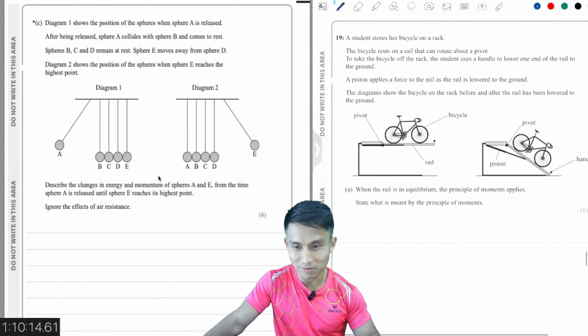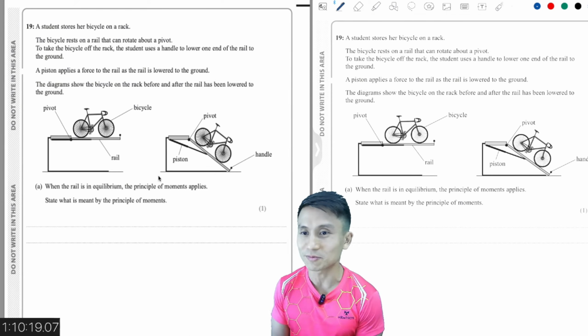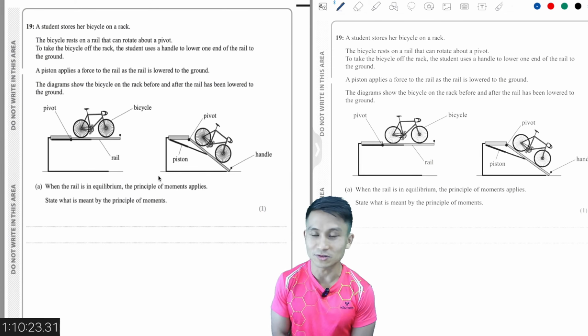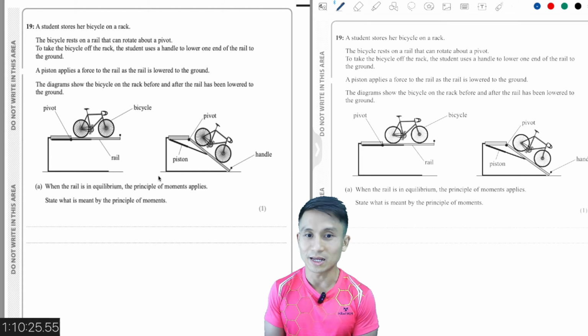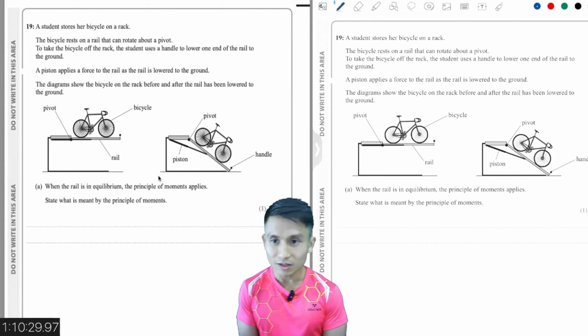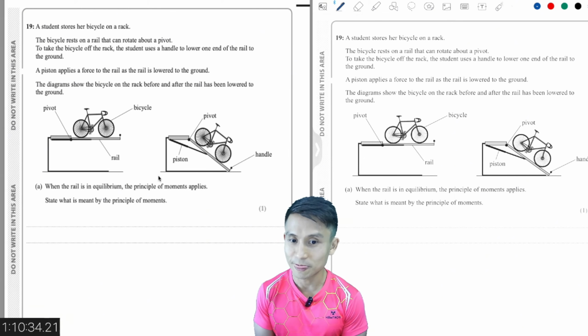Don't have much time. Number 19, okay guys. A student stores a bicycle on a rack. The bicycle rests on the rail that can rotate about the pivot. To take the bicycle off the rack, the student uses a handle to lower one end of the rail, like that. The piston applies a force to the rail as the rail is lowered to the ground. I'm thinking of moment now.